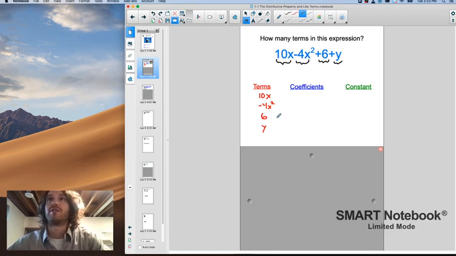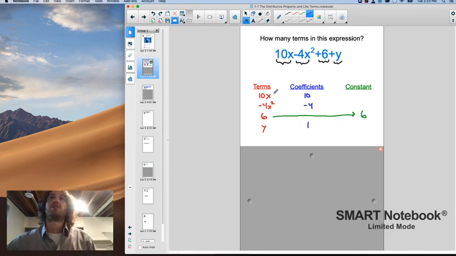One of these is a constant. A constant, no matter the value of the variables, will stay the same value. That is 6, so 6 is a constant. The rest of these terms are not constant, they change. Those terms have coefficients. That is the number that is attached to the variable, or the number of times that the variable or combination of variables is being added or subtracted. The coefficient here is 10. The coefficient on the x squared is negative 4. And the number in front of the y, when there's nothing written, is a 1. We have 1 y. So those are the coefficients of these terms.